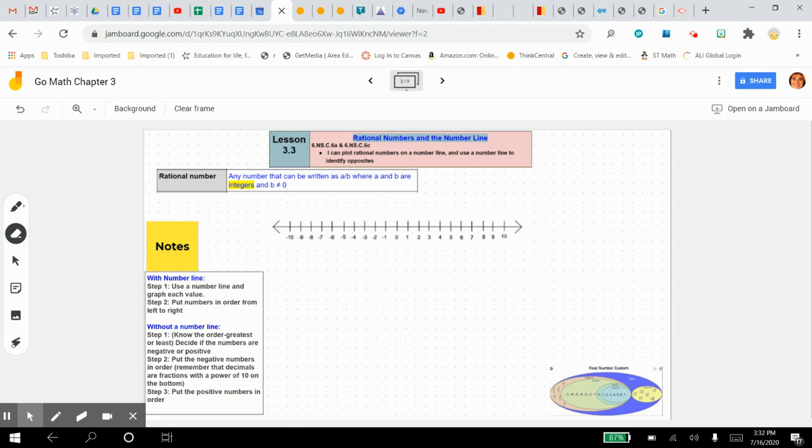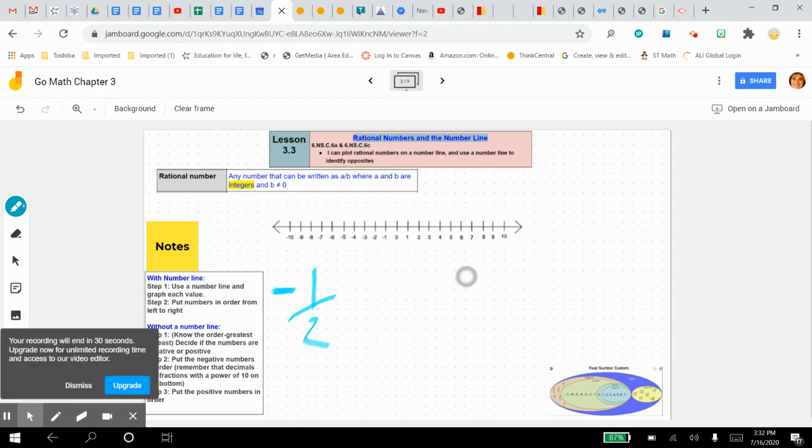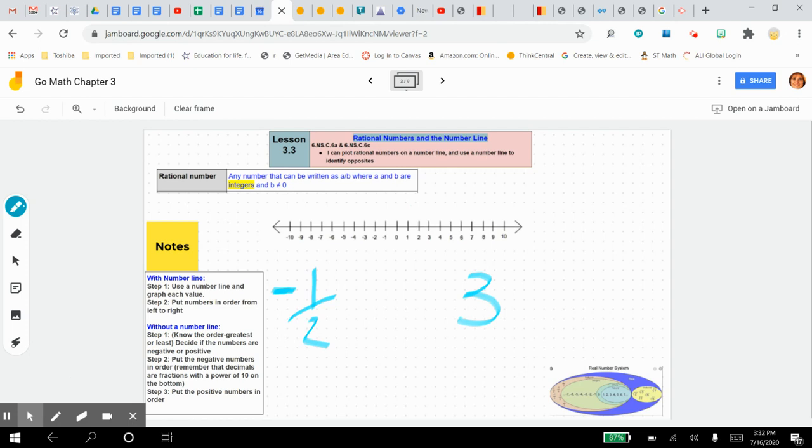Another thing that you have to do is be able to tell if they're on the same side of 0 or opposite sides of 0. So what if I have a negative 1/2 and, let's say, a positive 3? Are they on the same side or opposite sides of 0? So 0 is here, positive 3 is here, and negative 1/2 is here. So these would be on opposite sides. This is a big thing. You have to know which side of 0 numbers are on.